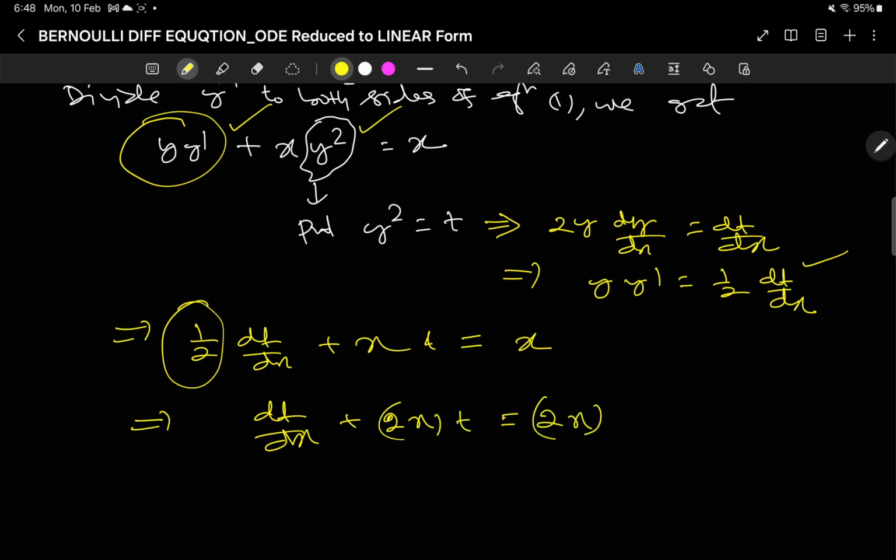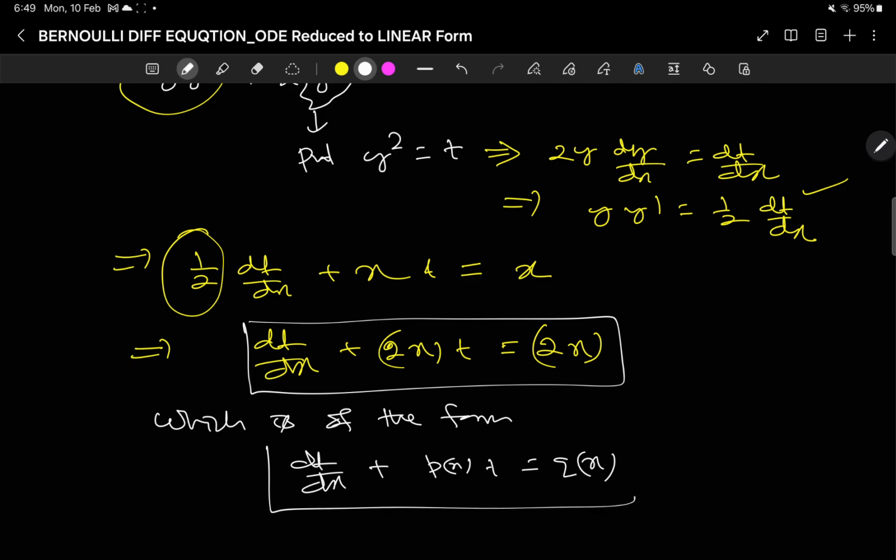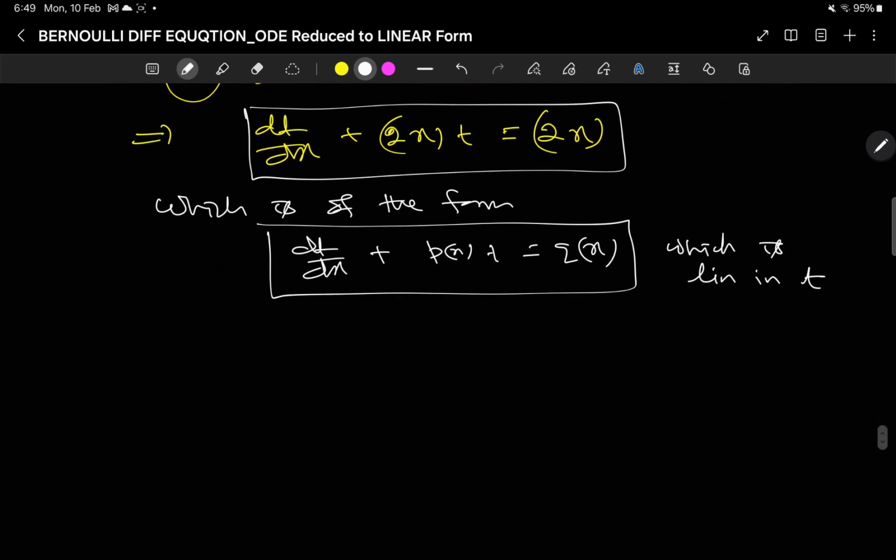Now you see, is it not of the form of a linear differential equation, which is of the form dt by dx plus p(x) t is equal to q(x)? So this is linear in t, which is the dependent variable. So now you know the usual technique. What is our integrating factor?